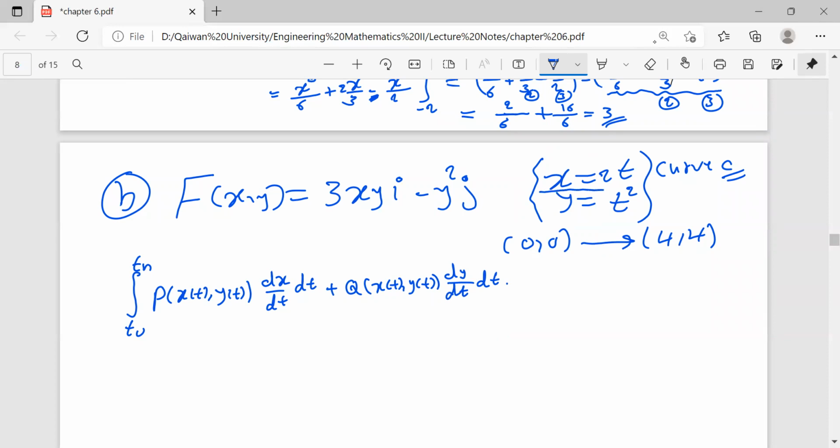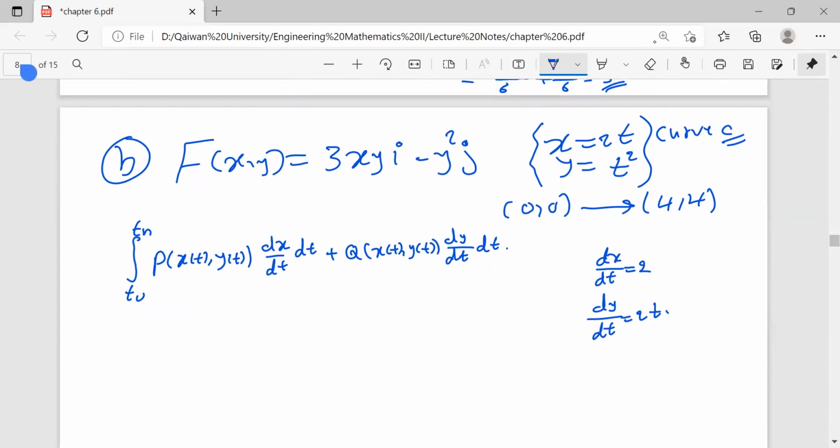These are x and y. From these two, we can get dx by dt and dy by dt. We say dx by dt equals 2 and dy by dt equals 2t. From the parametric equations, we can get dx by dt and dy by dt.